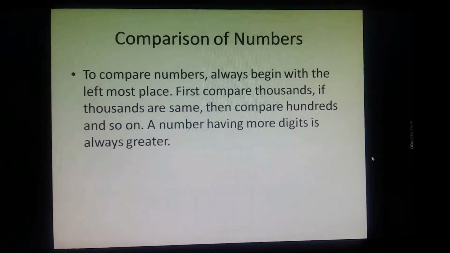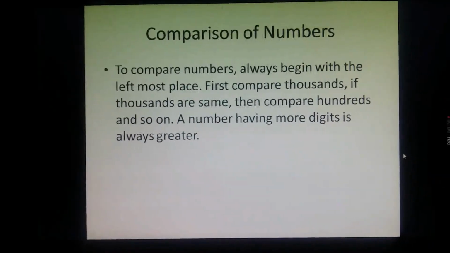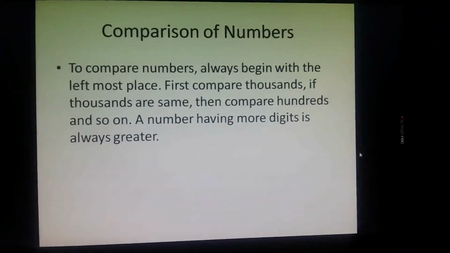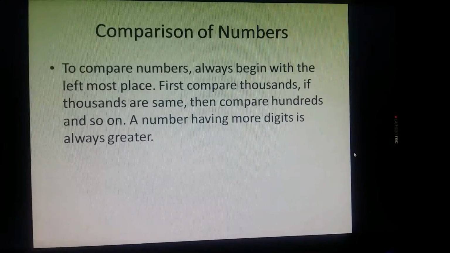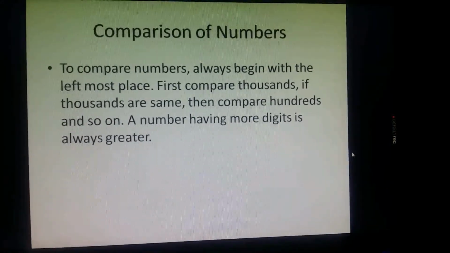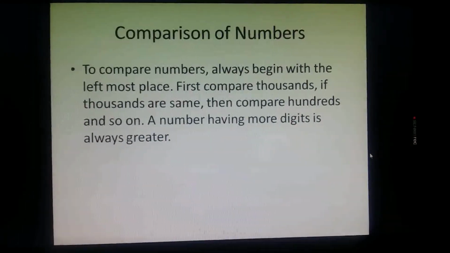To compare numbers, always begin with the leftmost place. First compare thousands. If thousands are the same, then compare hundreds. And if hundreds are the same, then compare tens. And if tens are again the same, then compare the digits at the ones place. A number having more digits is always greater.